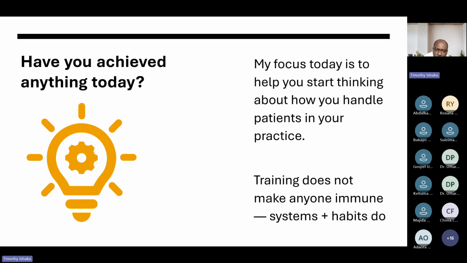And in the beginning, I mentioned that training does not make anyone immune, it's the systems and habits that do. Now, training is just the first step. And it's good that you attended the training. But to implement it is another ball game entirely. Believe you me, I've been trained also in manual handling, and I've sometimes fallen short of applying those principles. But the more you think about it, the more you apply it, it's easier, it's more efficient, and it makes more of a difference in how you handle patients.